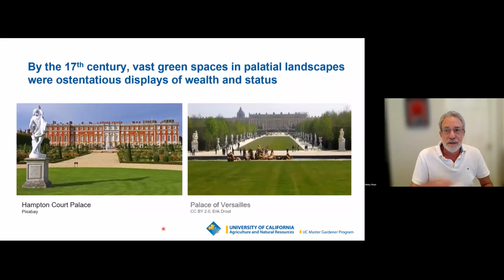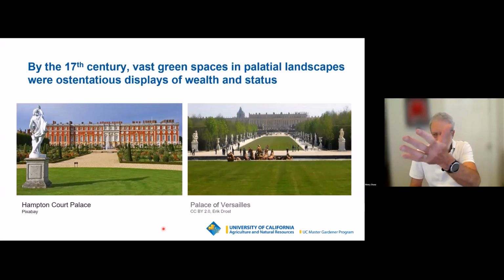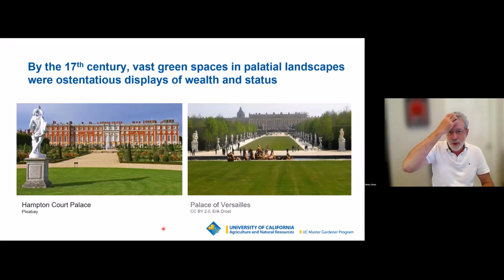By the 17th century, these vast green spaces were incorporated into palatial landscapes, and there were ostentatious displays of the wealth and status of the owners of these palaces. The archetypal example is the tapis vert around the Palace of Versailles, the green carpets around the Palace of Versailles. By the 18th century, prominent and wealthy Americans had started to emulate the Europeans. People like Thomas Jefferson and George Washington had landscapes at Monticello and Mount Vernon designed to look like those of English country estates, with broad carpets of lawn around their buildings.